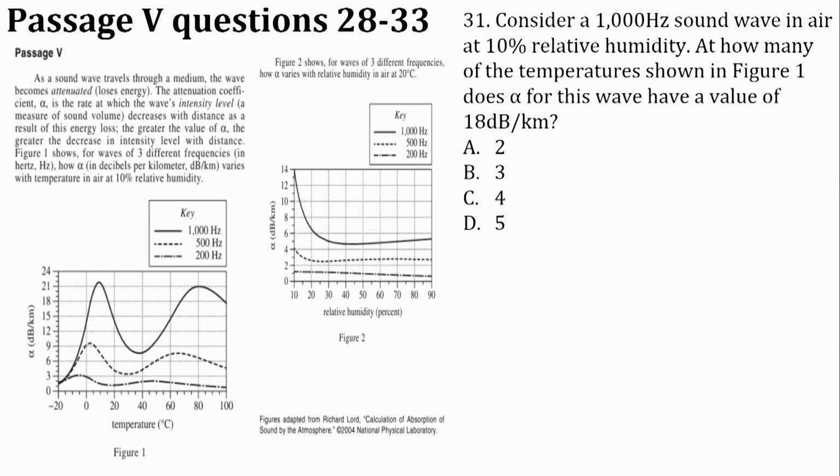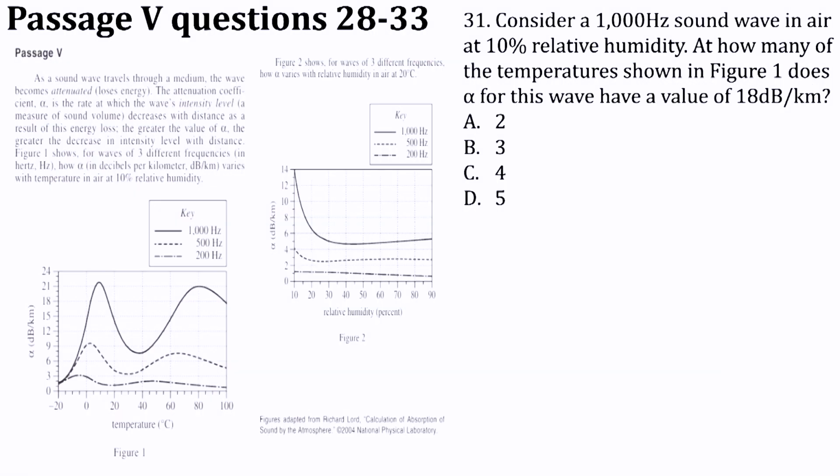All right, let's try our next one. So this is 31. Consider a 1,000 hertz sound wave in air at 10% relative humidity. At how many of the temperatures shown in figure 1 does A for this wave have a value of 18 dB over km? So what's going on here? And this is decibels per kilometer, okay, the dB over km.